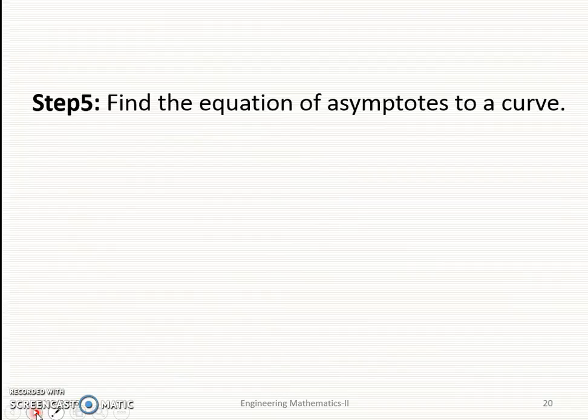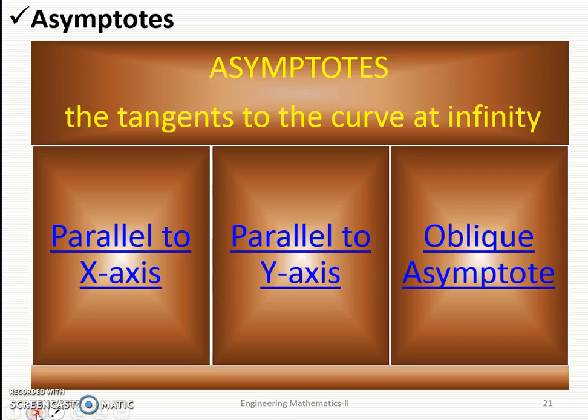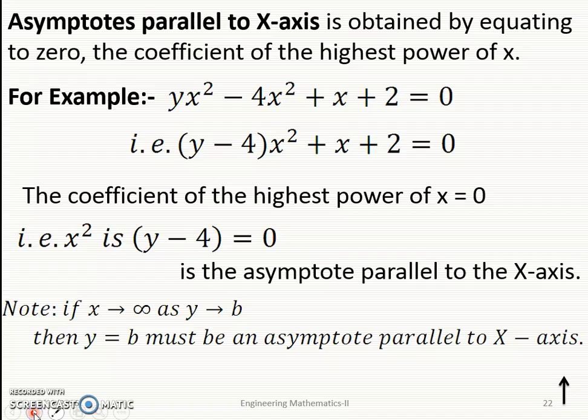Step number 5, find the equation of asymptote to a curve. So there are 3 types of asymptotes: parallel to x-axis, parallel to y-axis, and oblique asymptotes. We will discuss the oblique asymptote in the next class. So here we discuss the parallel to x-axis. So how to find the asymptote parallel to x-axis? That can be obtained by equating to 0 the coefficient of the highest power of x.